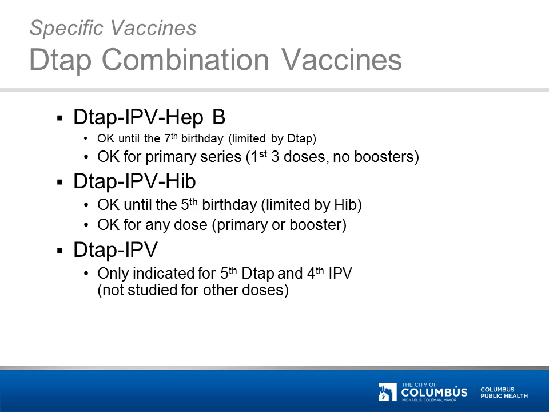The Dtap Polio combination vaccine is only licensed for use as the 5th Dtap and 4th doses of polio. As a result, if a child missed a dose of Dtap and is getting their 4th and final Dtap and 4th polio, this combination vaccine is technically not approved for that use, and it would be off-label.